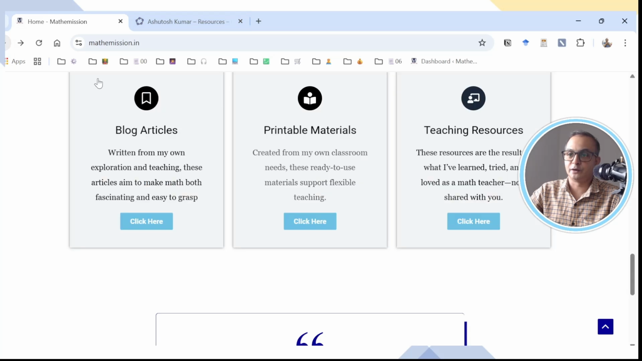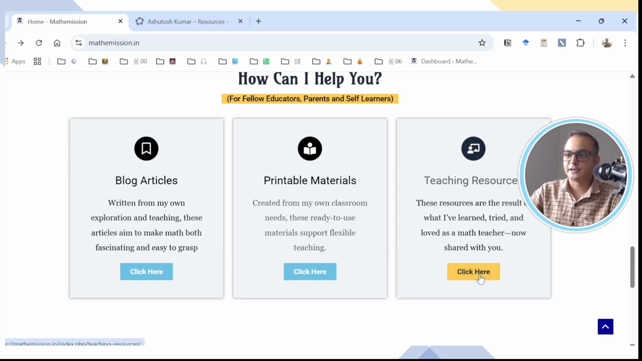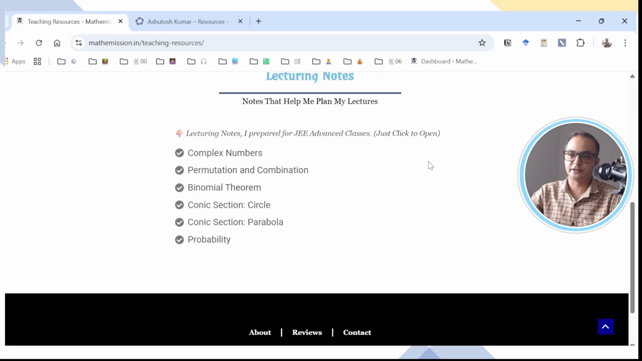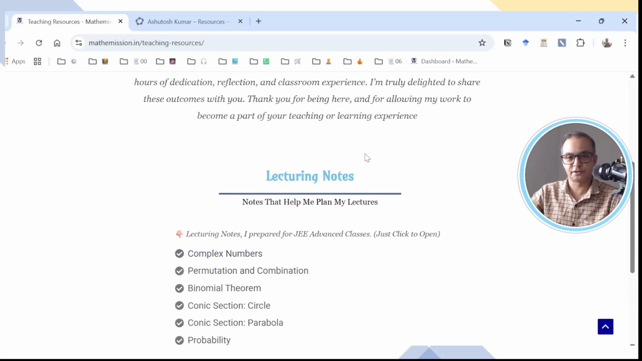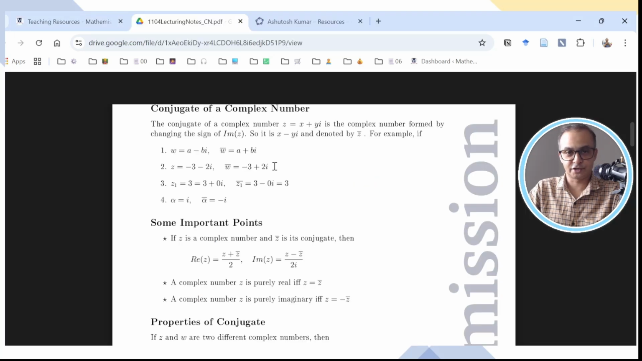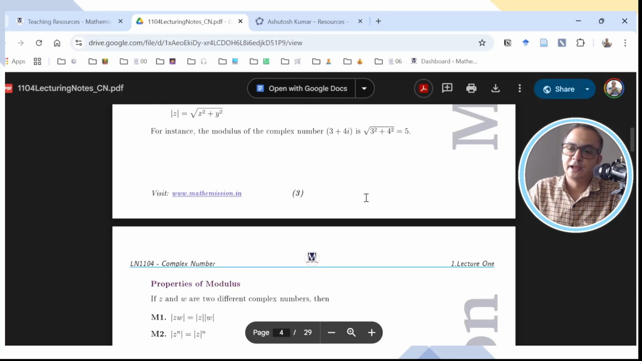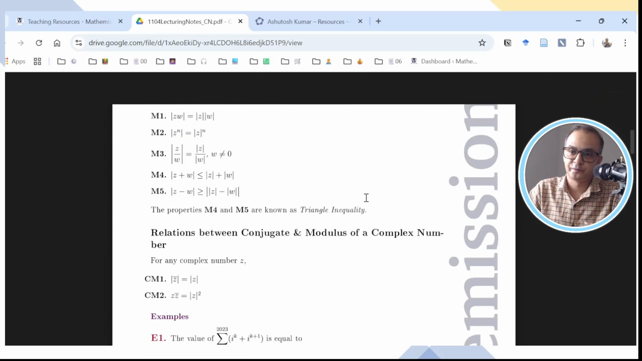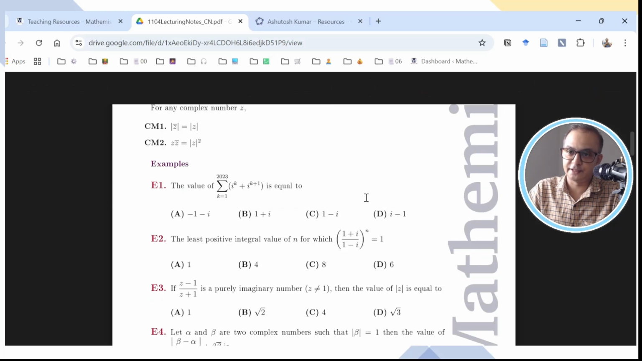And also one important thing, the teaching resources, especially for the teachers who are teaching JEE Advanced and all. Here are the lecturing notes, and this is a section I also want to recommend to the students who are more into self-learning. They want to learn on their own. They can actually download this kind of lecturing notes. It's not lecture notes, it's lecturing notes. They're the notes with the help of which a lecture can be prepared for the class. So it's more helpful for the teachers, but at the same time, the students who are into self-learning can use it.